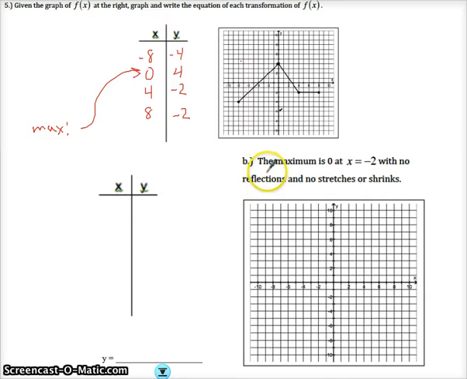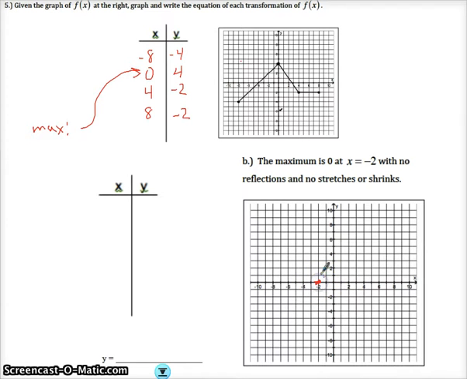Now with reflections, that might change what the maximum is, especially if it's reflecting over the x-axis. Stretches and shrinks usually don't change which point gets the maximum. It might change where it is or what it is. But anyway, it has to become this point here. Maximum is 0 at x equals -2. So at x equals -2, this now has to be the high point.